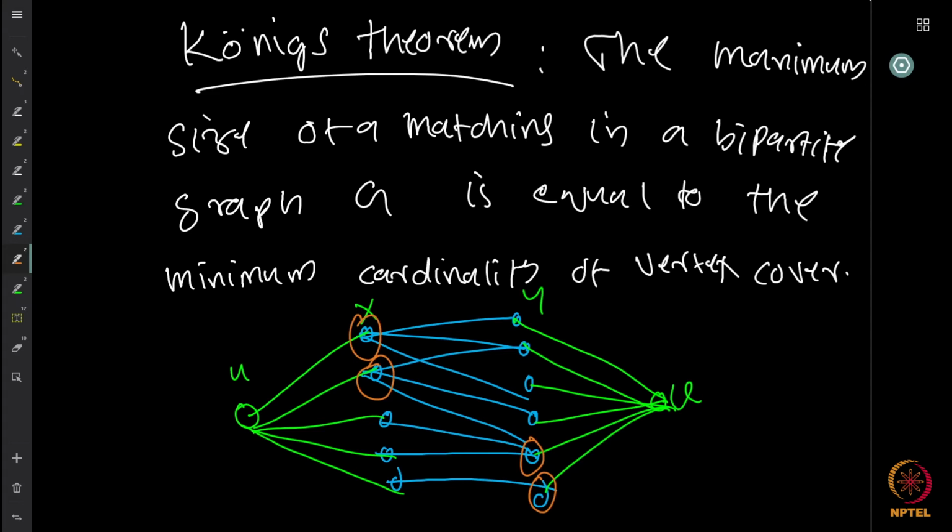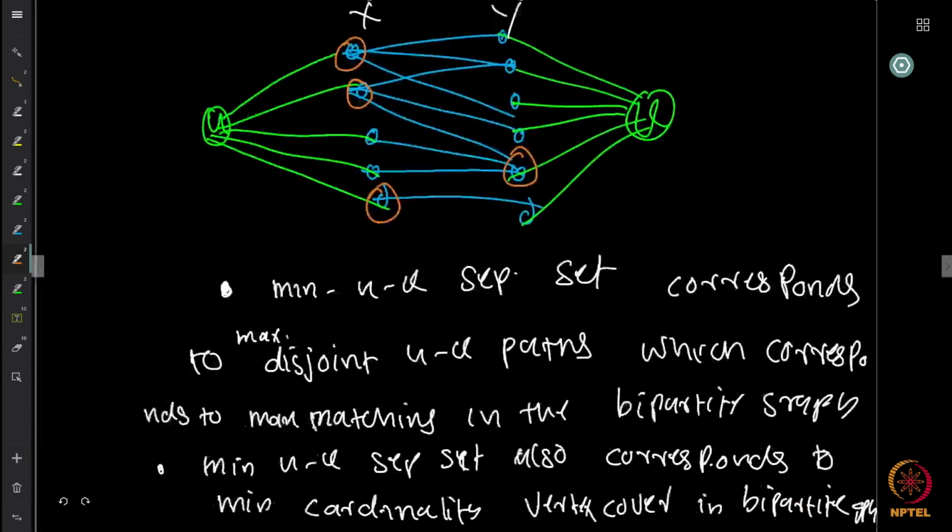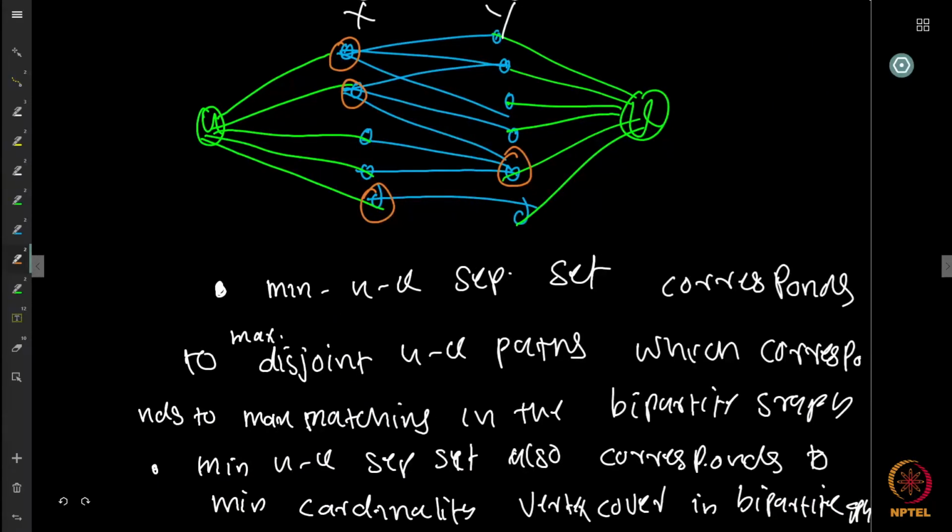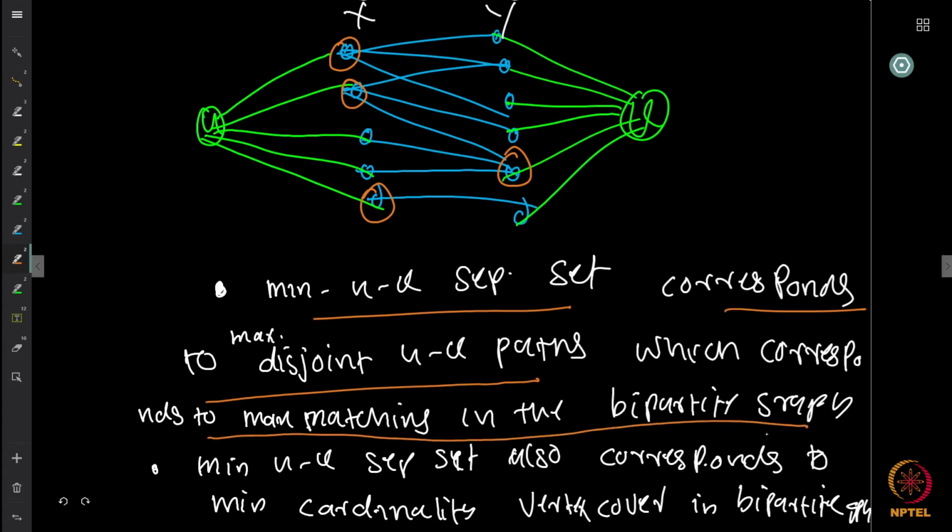So therefore, any minimum UV separating set must necessarily be a cover of the bipartite graph, right? So a minimum UV separating set corresponds to a maximum number of disjoint UV paths, by Menger's theorem, which corresponds to a maximum matching in the bipartite graph.